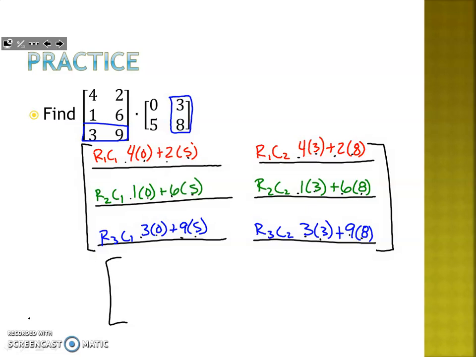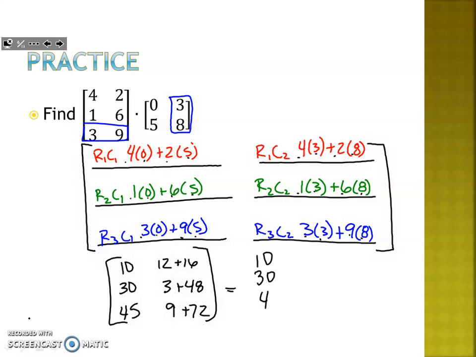So 4 times 0 is 0, 2 times 5 is 10. 1 times 0 is 0, 6 times 5 is 30. 3 times 0 is 0, 9 times 5 is 45. 4 times 3 is 12, and 2 times 8 is 16. 1 times 3 is 3, 6 times 8 is 48. 3 times 3 is 9, 9 times 8 is 72. And then finishing this off, 10, 30, 45, 12 and 16.